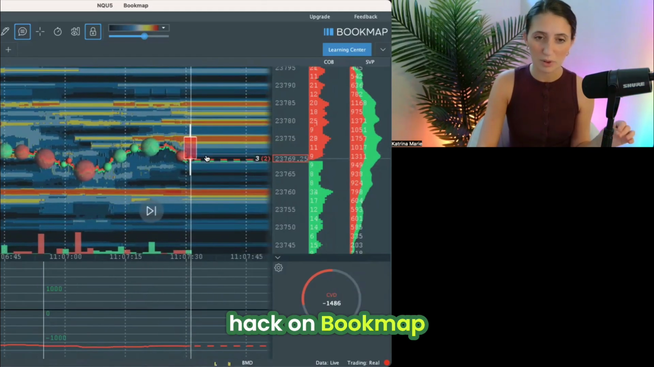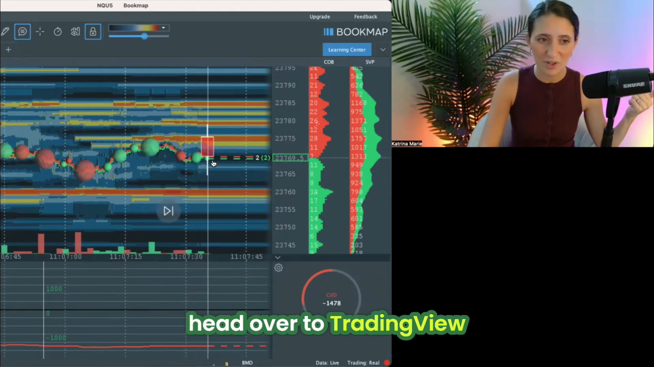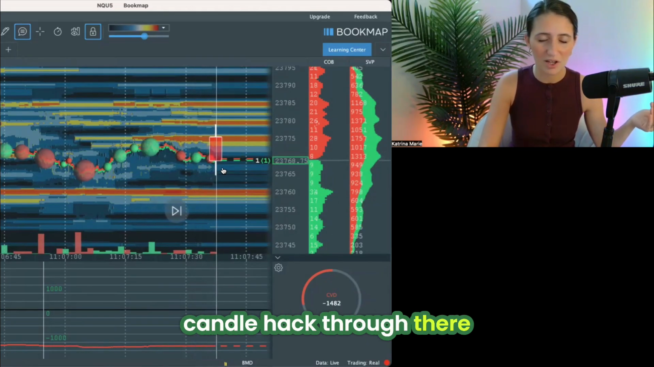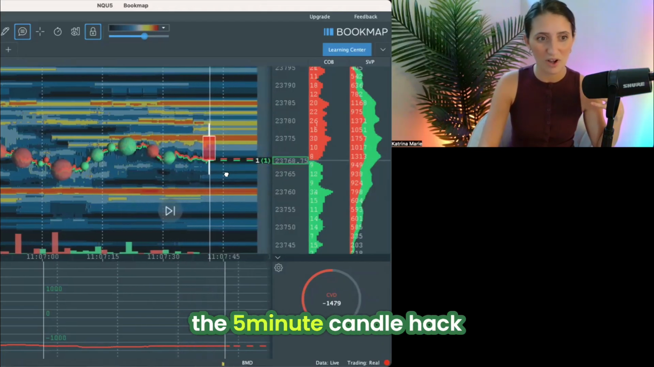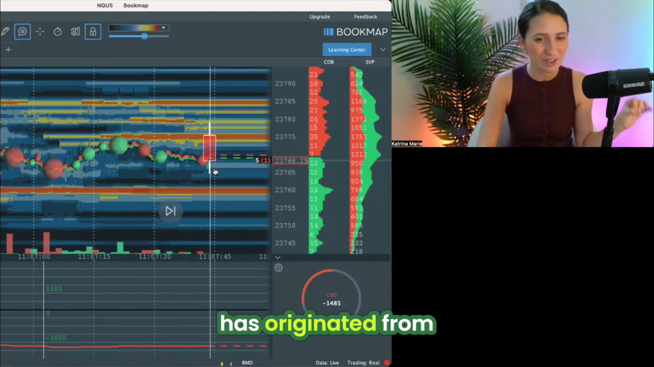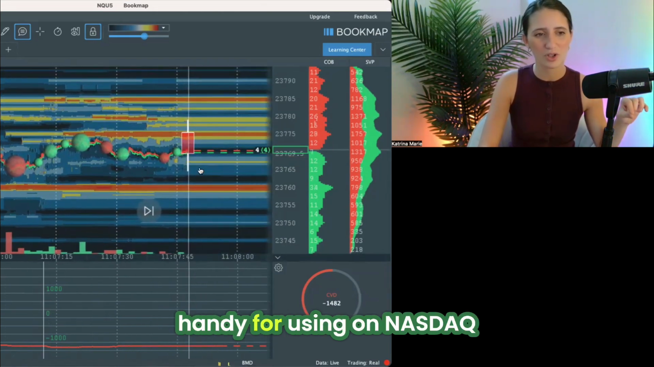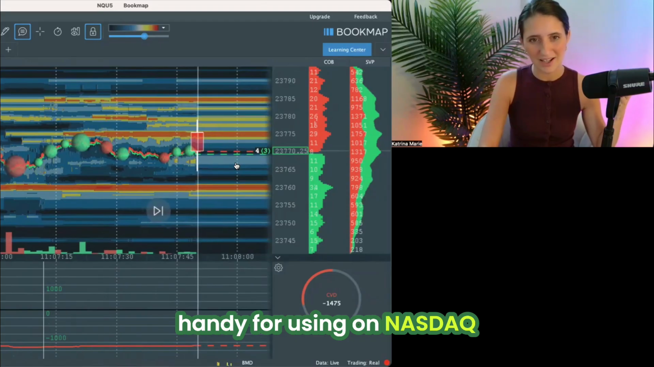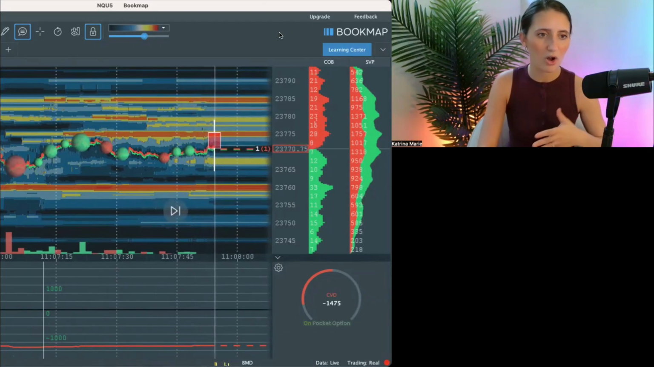If you're not used to Bookmap and you're not used to looking for the 5 minute candle hack on Bookmap, then you can obviously head over to TradingView and look at the 5 minute candle hack through there. I have tons of binary options videos that will also teach you the 5 minute candle hack, which is where this originated from, but it also comes in handy for using on NASDAQ. So this is just something that will help you a little bit more on Pocket Option.